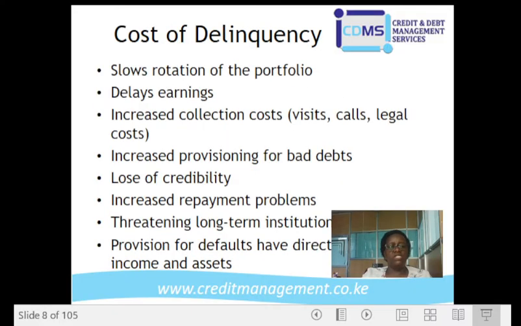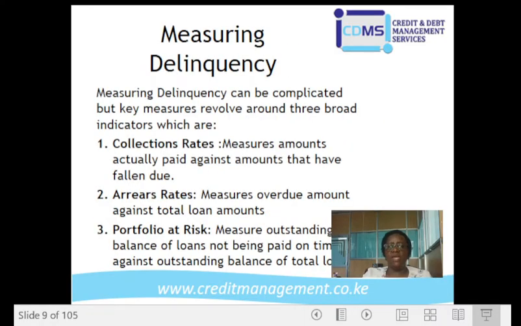So on cost, I think that is very clear, and there are many other things that are related to delinquency. So we incur cost. Yes, we can affirm that we are going to incur cost as far as delinquency is concerned. The other question now, how do I measure delinquency? Because we talked about cost and measuring. We measure delinquency in a major way.